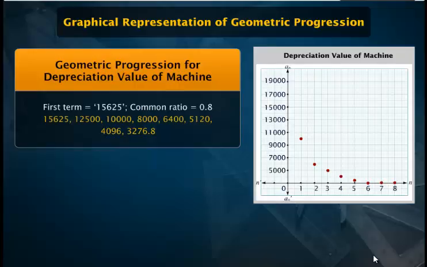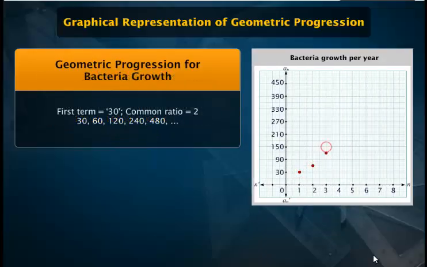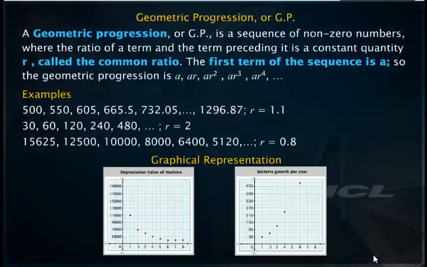Here, the common ratio is less than 1 and hence the shape of the graph is a falling curve. Similarly, when the graph is plotted for the geometric progression corresponding to the number of bacteria at the end of every hour, then we get a rising curve as shown. Here, the common ratio is greater than 1 and hence the rising curve. Hence, our discussion and observation can be summed up as shown.